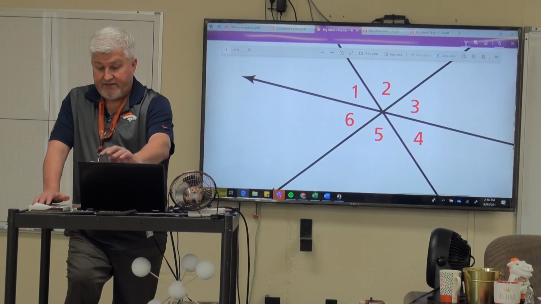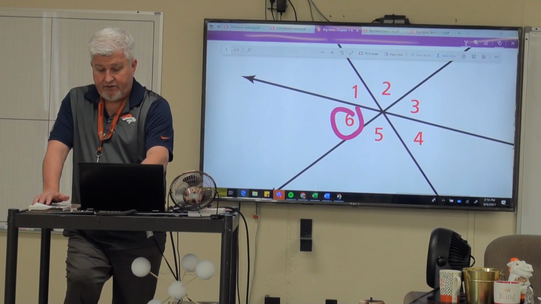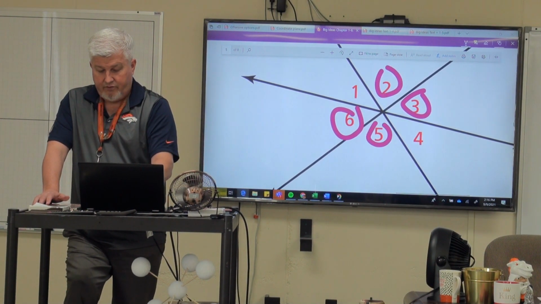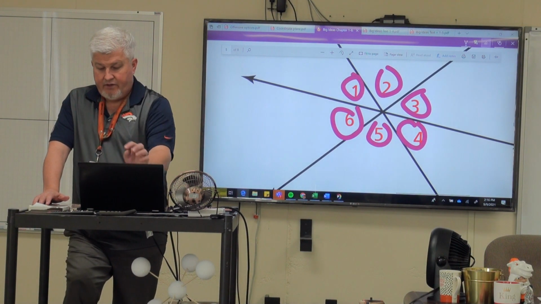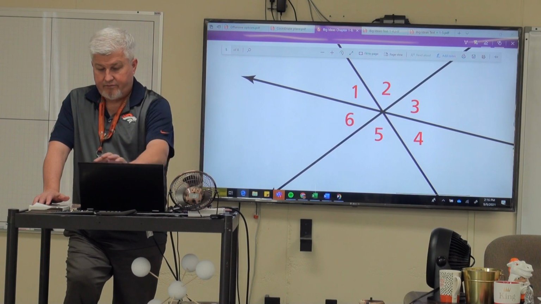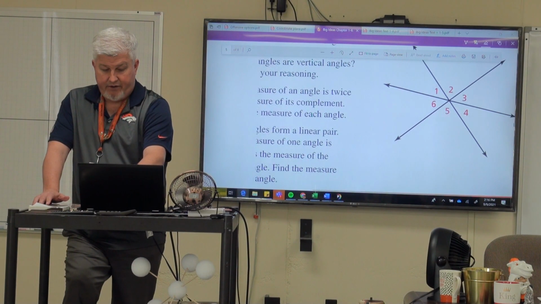Which angles are vertical angles? Well, that's fairly easy to see. They're all straight lines, so 6 and 3 are vertical. 2 and 5 are vertical. Then 1 and 4 are vertical. Okay? 3 pairs of vertical angles. No pair of linear pairs.